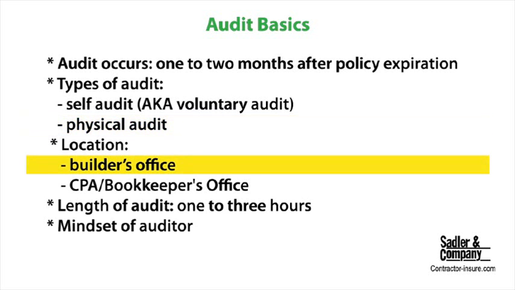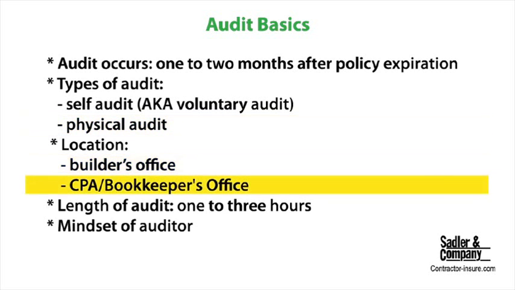The audit can take place either at the builder's office or at the office of the builder's CPA or bookkeeper. Regardless of where the audit occurs, it's critical for an owner or manager to be present to answer questions about specific invoices or the type of work that was performed by each employee or sub. Oftentimes, your in-house bookkeeper or outside CPA won't know how to answer all of these questions, and it can result in misclassifications that cost you money.